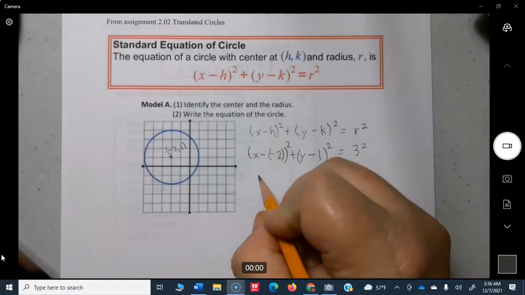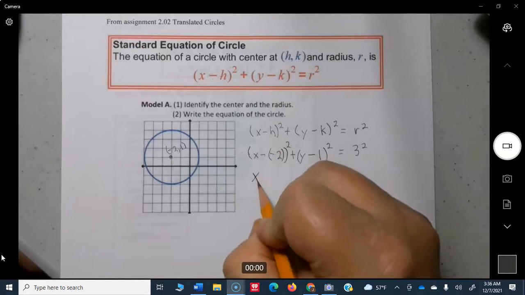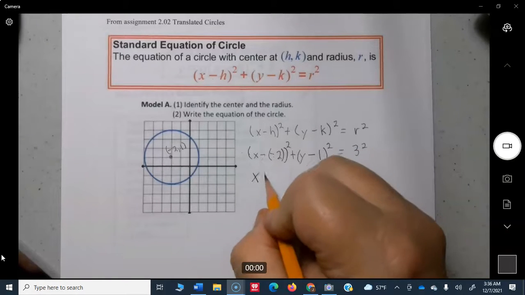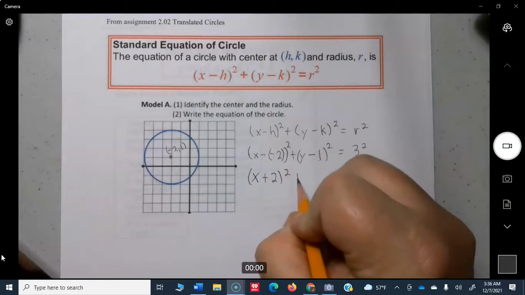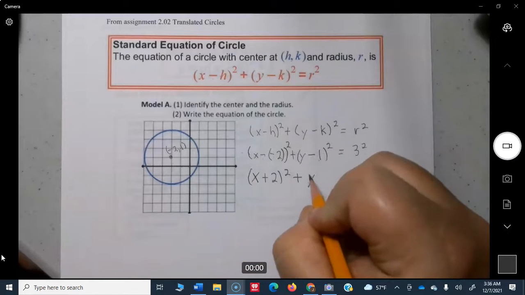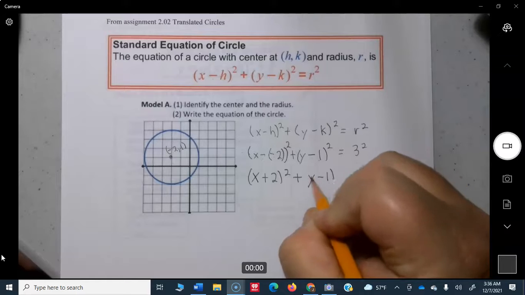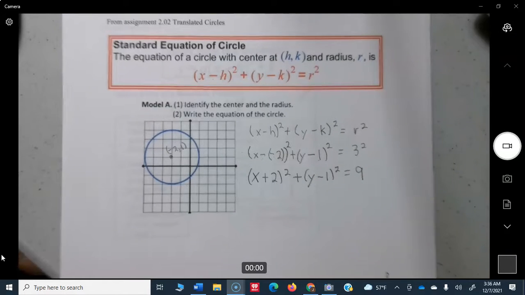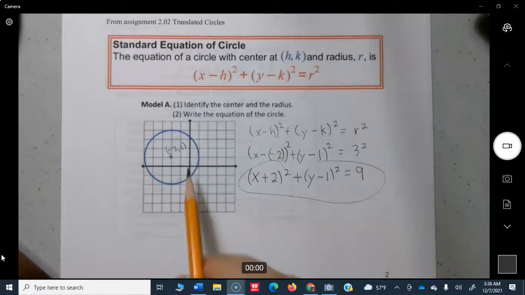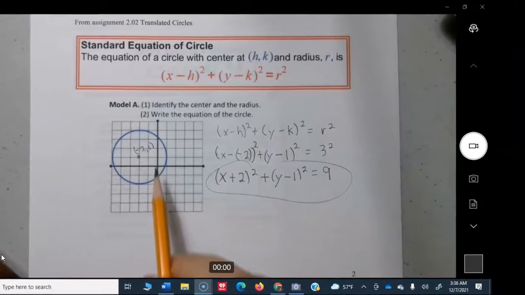So now we can write the final equation as x minus -2 is +2 squared plus, and this you can just copy as it is, y minus 1 squared equals 9. Okay, and that's the answer to that problem right there.